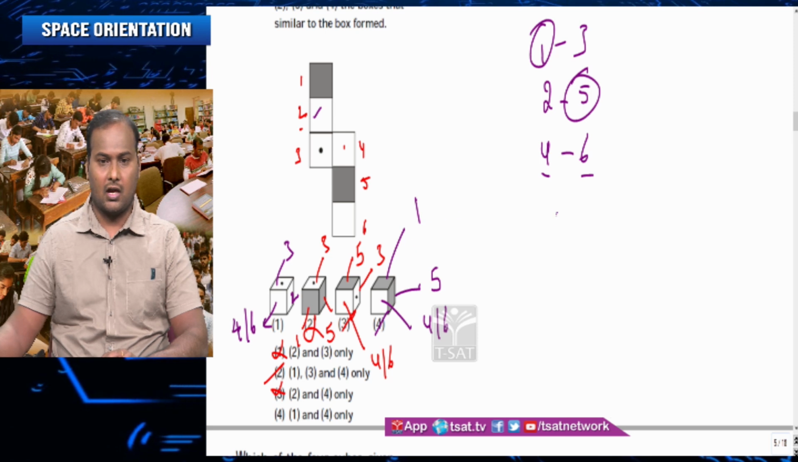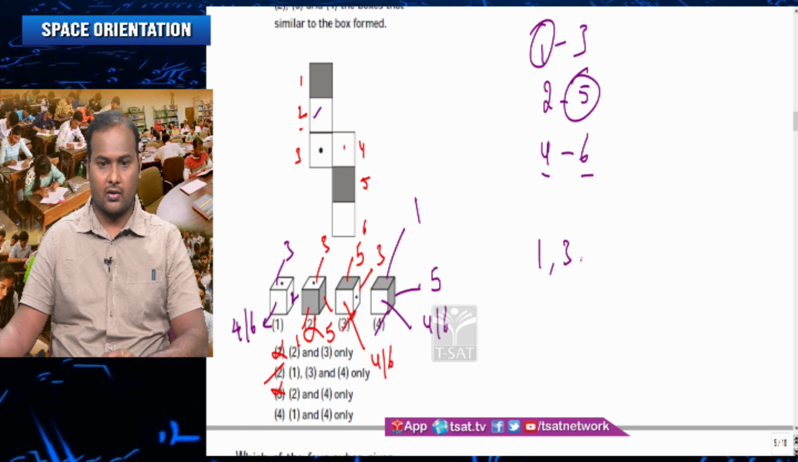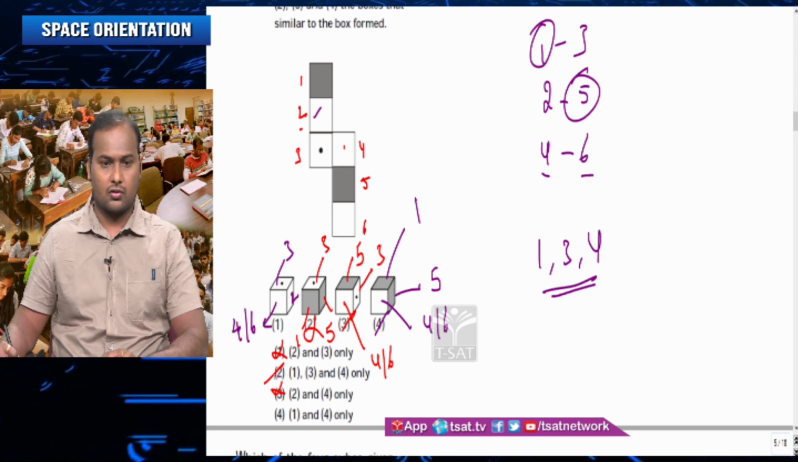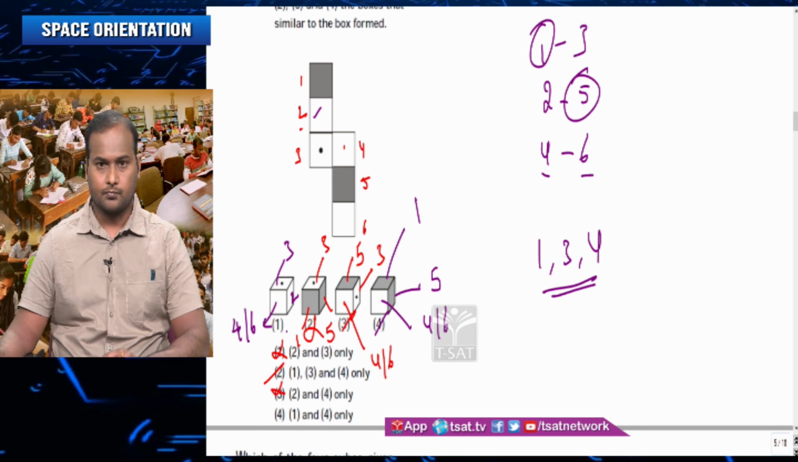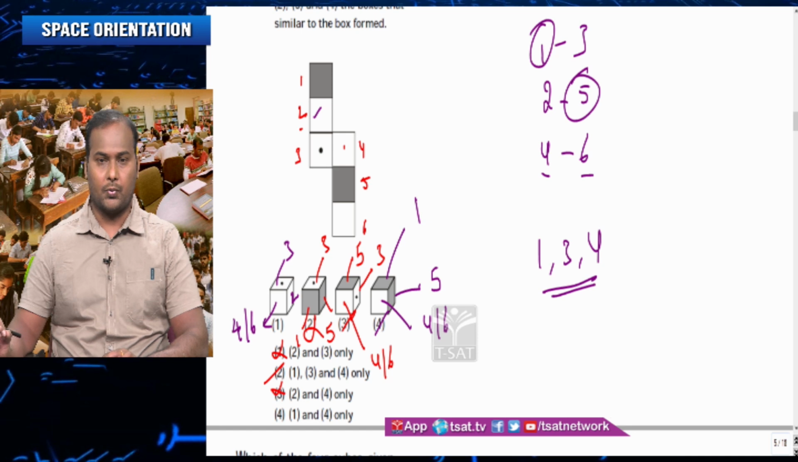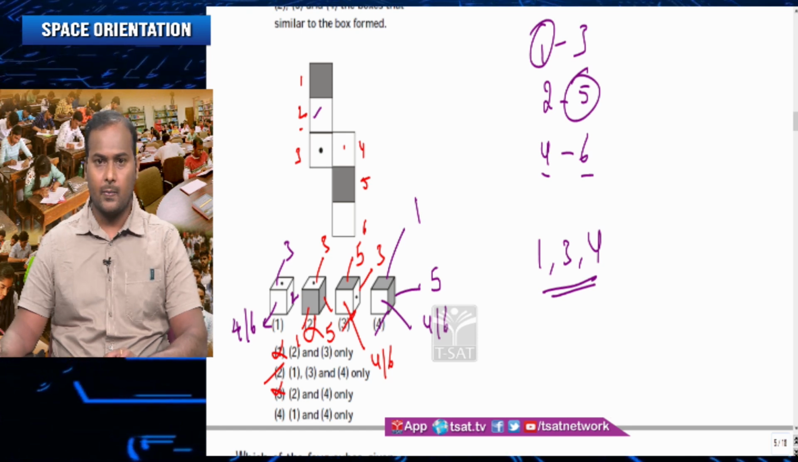Now what is our answer? Our answer is option 1 is correct, option 3 is correct, and option 4 is correct. Only option 2 is wrong. So our answer is option 2. So in this kind of questions, try to focus mainly on the opposite faces. The moment you find out the opposite face, you will get the answer very easily.